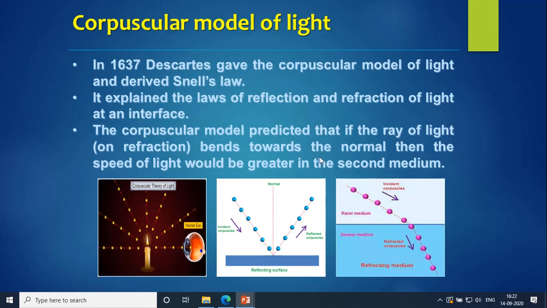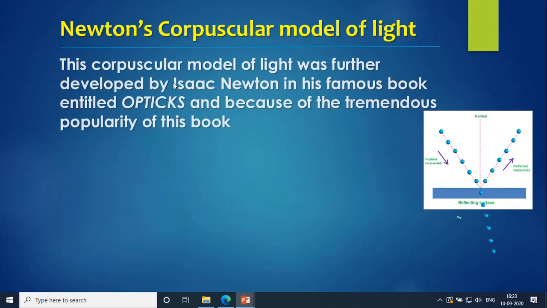But later on, they concluded that whenever light is entering into the denser medium, the speed of light decreases. So this is a contrary statement or prediction made in the corpuscular model of light. That is why the corpuscular model fails to explain why the speed of light is greater in the denser medium. Now coming to the second model, Newton's corpuscular model.